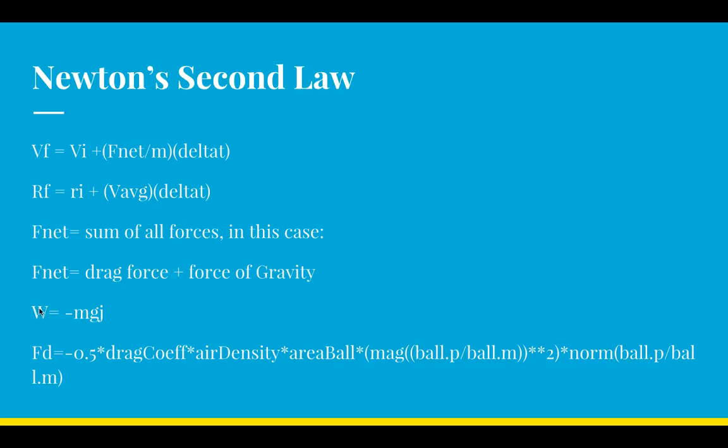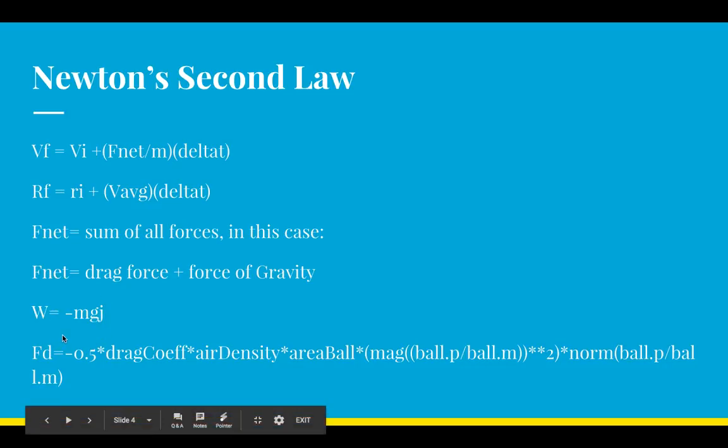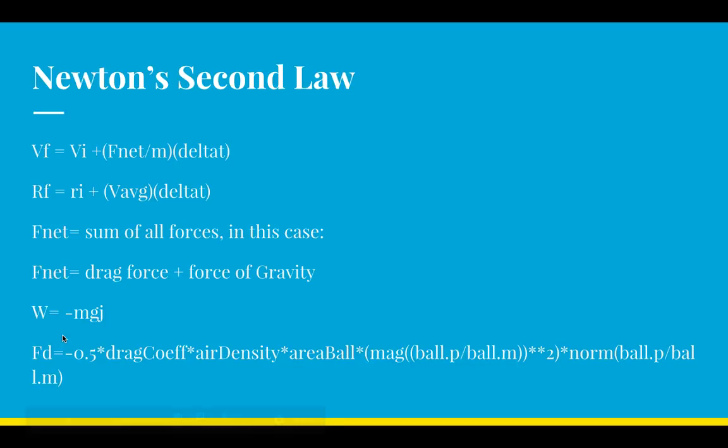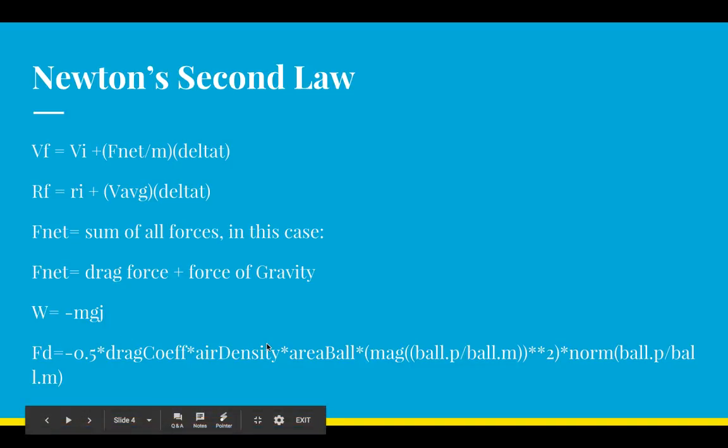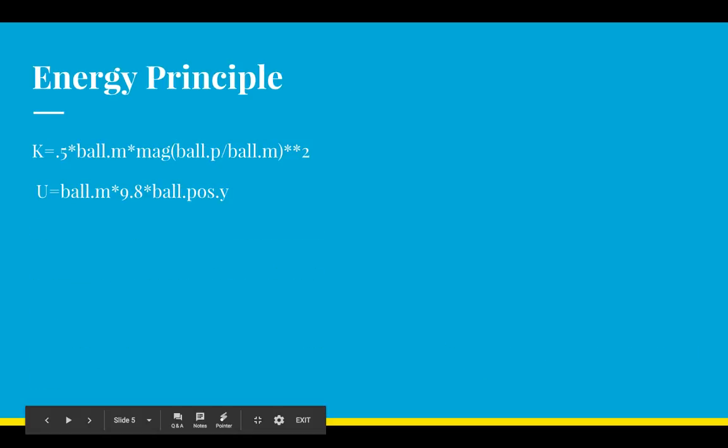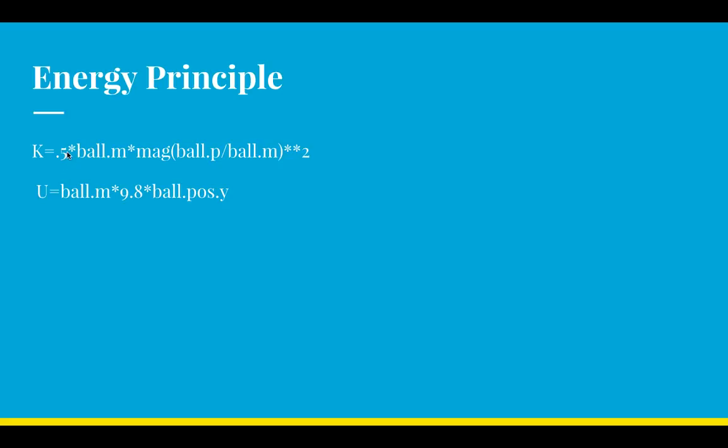The force of gravity is negative m times the constant g in the j direction, and the force of drag is going to be negative 0.5 times the drag coefficient times the density times the area of the ball times the velocity squared. For the energy principle, the kinetic energy is going to equal 1/2 times the ball's mass times the magnitude of the ball's velocity squared, and the gravitational energy is going to be the ball's mass times 9.8 times the ball's position in the y.